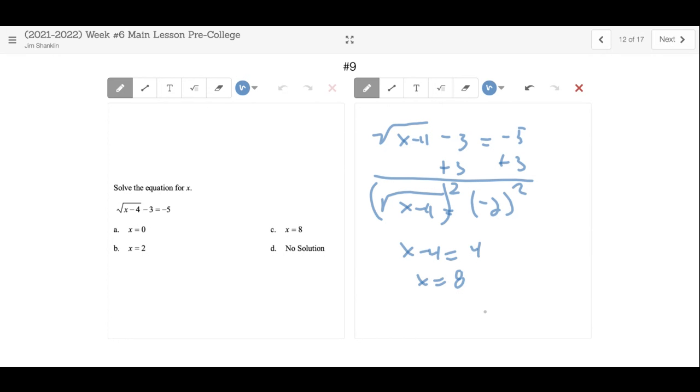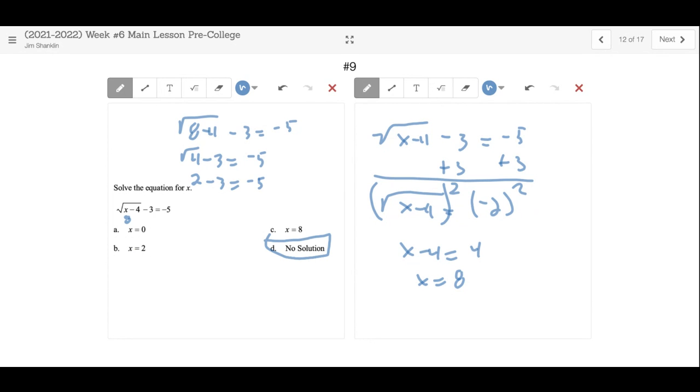Now, let's go back to the original problem. Let's put 8 in here and see if it works. So I've got the square root of 8 minus 4, minus 3 is equal to negative 5. So the square root of 4 minus 3 is equal to negative 5. The square root of 4 is 2, so 2 minus 3 is equal to negative 5. That is not true. 2 minus 3 does not equal negative 5. There's no solution here.